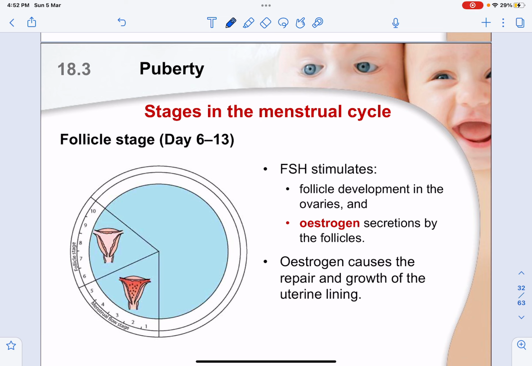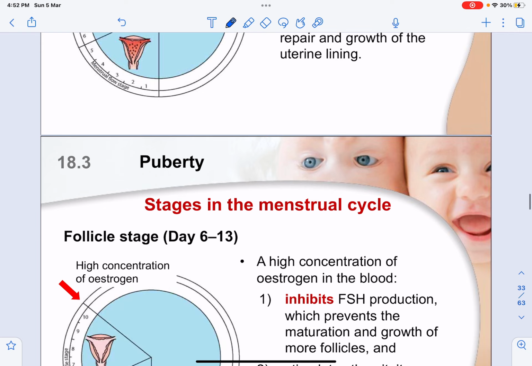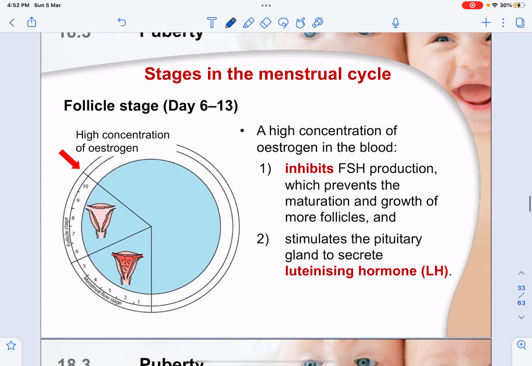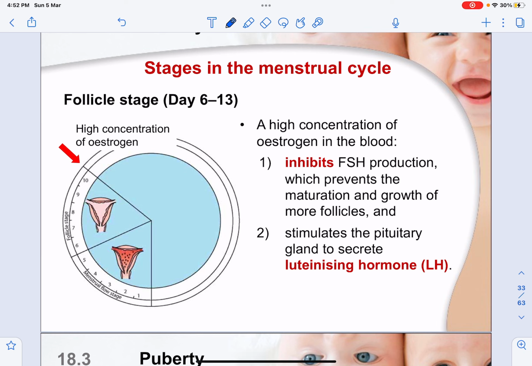Once your follicle develops in the ovaries, estrogen will be secreted by the follicles. Estrogen will cause the repair and growth of the uterus lining. Okay, so this one you need to know the function. Then next, the follicle stage is where you have a high concentration of estrogen.